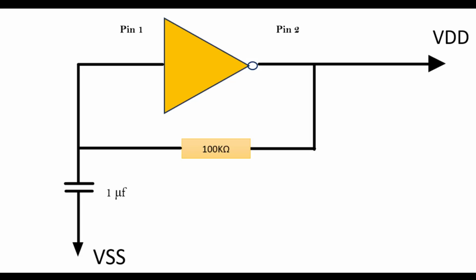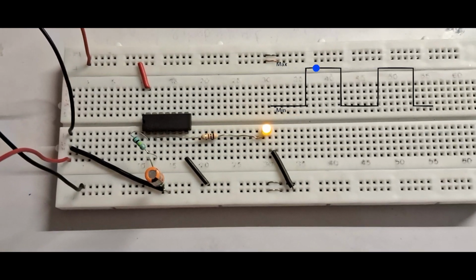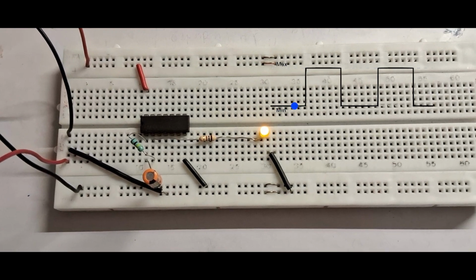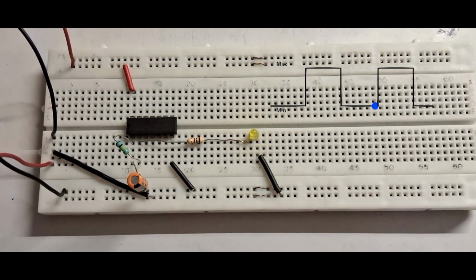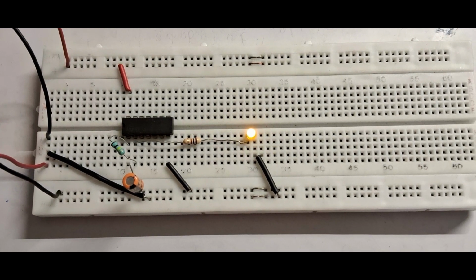This is the circuit diagram. This is the working of the circuit diagram. In the circuit diagram, we can see that the output is switching as high and low due to the charging and discharging of the capacitor.